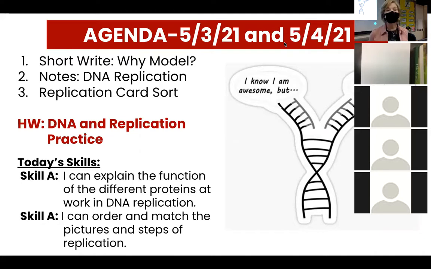Okay, so before we do anything else, today we're going to do a short write on modeling. We'll do that first, and then we're going to talk about DNA replication, and then you are going to do a card sort for me. Homework tonight is the DNA replication practice, which gives you the opportunity to practice some skill A stuff. The key is already online, so you can do it and then double check your thinking. That will help you know if you're on target with what you're doing.